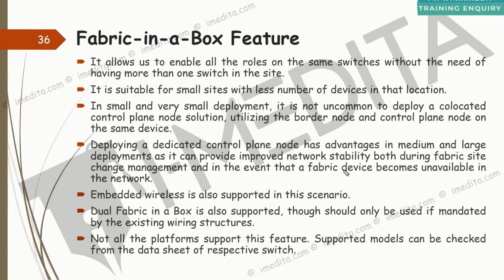So we have multiple control plane nodes, and we have multiple border nodes. If one device becomes unavailable, the other device is available to take the responsibilities. We have a dedicated device for the control plane node, a dedicated device for the border node, and a dedicated device for the fabric edge node. This kind of deployment is very common in a medium to large scale network.